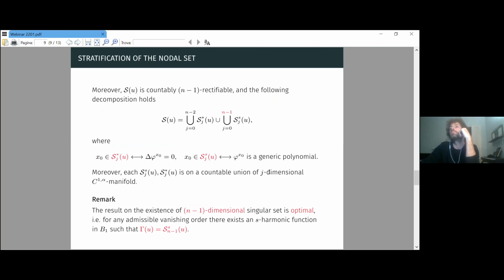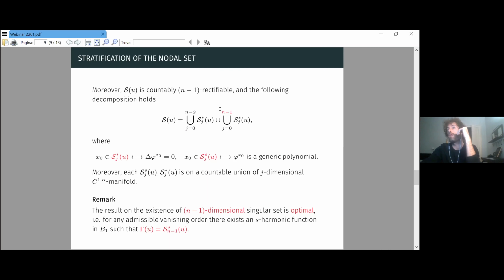And so we actually proved this result, which, roughly speaking, says that the singular set is composed of two parts. The first part is the set of points where your function resembles the same behavior as in the local case. So this set, capital S star J, is the set of points where locally your function behaves like a harmonic polynomial. And since you resemble the previous picture, the maximum dimension is n minus two.